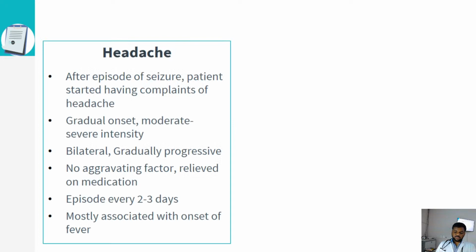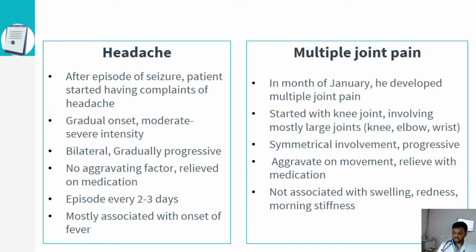So after that episode of seizure, patient started having complaint of headache. That was gradual onset, moderate to severe intensity. It was bilateral, gradually progressive. As such, no aggravating factor, and relief on medication. After that, he had 2 to 3 episodes daily, each lasting for around half an hour, and mostly associated with onset of fever. After that, he is ill from the month of November.